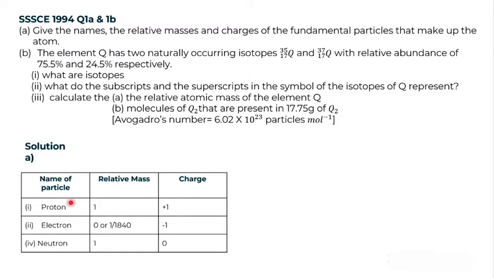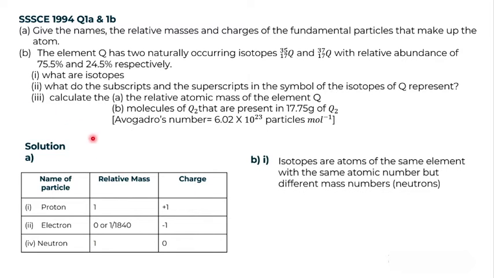Now a proton has a relative mass of 1 and a charge of +1. An electron has a relative mass of 0, or 1 on 1,840, and a charge of -1. A neutron has a relative mass of 1, but it has no charge, it is neutral.